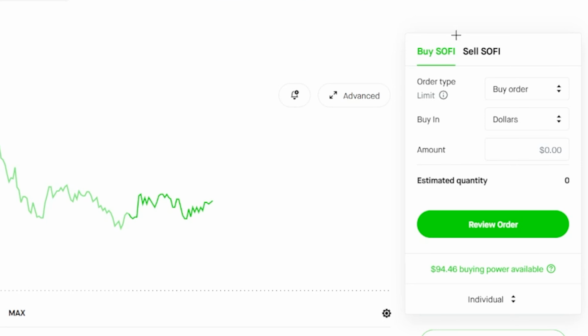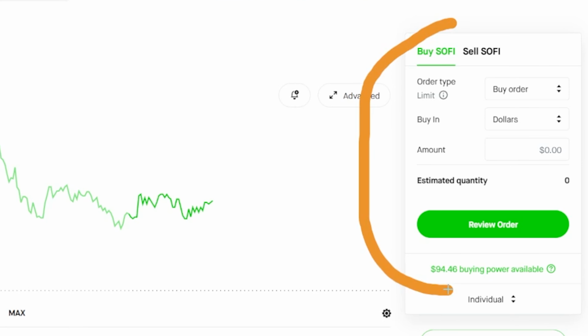All right, so the first order type is going to be what they call a market order. Sometimes it might just be called a buy order as well. You can see over here with Robinhood, that's what it's called here. Now, you can think of a market order as the simplest and quickest way to actually be able to buy and sell a stock. When you place a market order, you're essentially saying, I want to buy or sell this stock right now at the best available price.